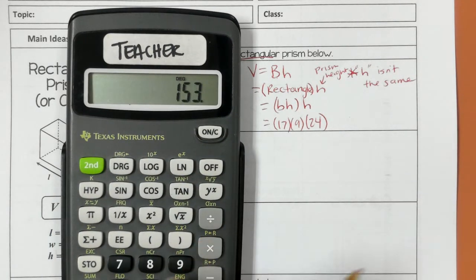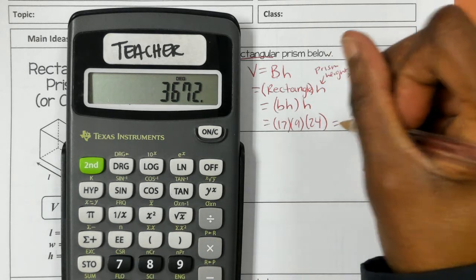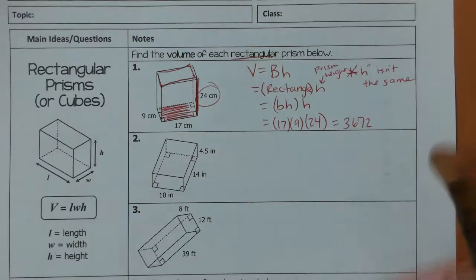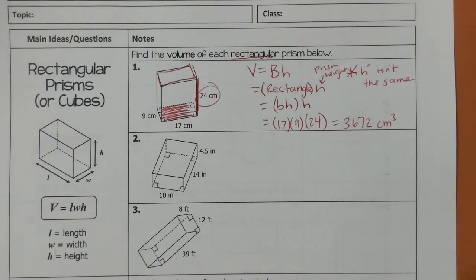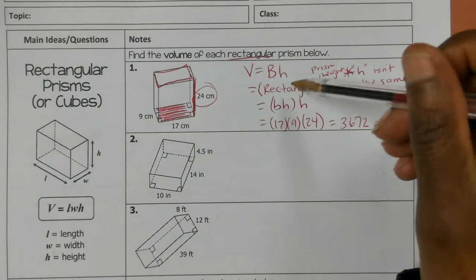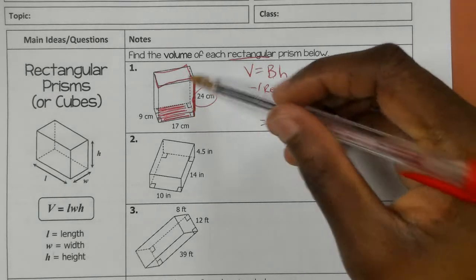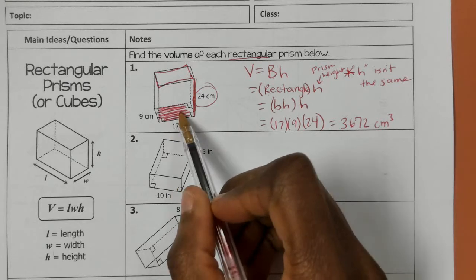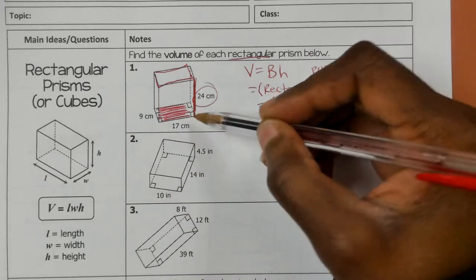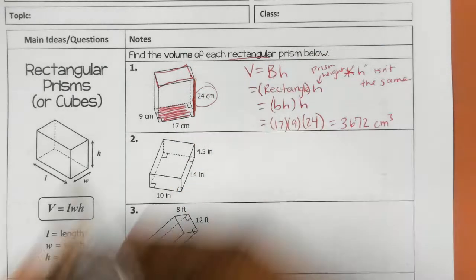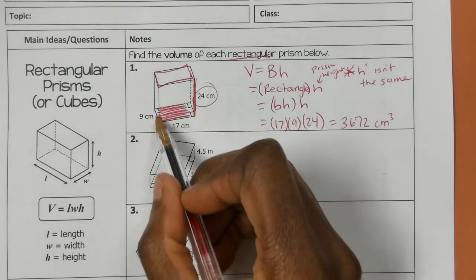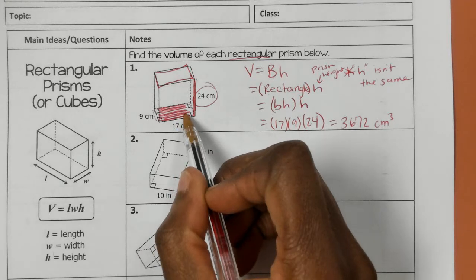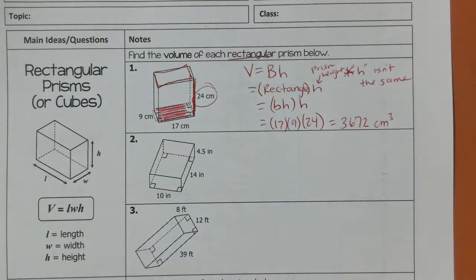So 17 times 9 times 24 is going to give me the volume of 3,672, and this was in centimeters cubed. Okay. So we're doing the area of a rectangle times the height. Really what we're doing is taking the bottom of a surface, covering it, maybe with water or sand, and then filling that up, and that tells us how much it holds. So volume is the area of the base shape, whatever shape that is, times how high it is being filled up.